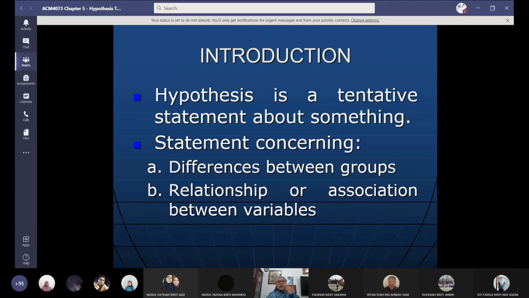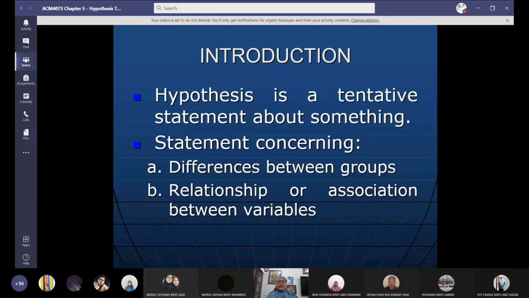So the relationship will look into variables. You look into how self-esteem influences your communication effectiveness. That's what we mean by relationship. The higher your self-esteem is, the higher your communication effectiveness will be. That's what we mean by relationship. The differences is to look at one variable and how it differs between male and female.